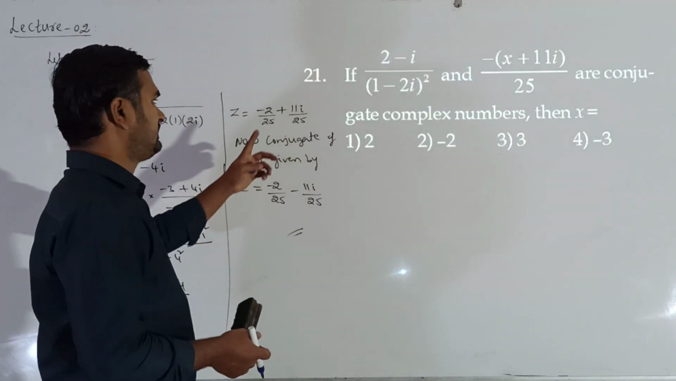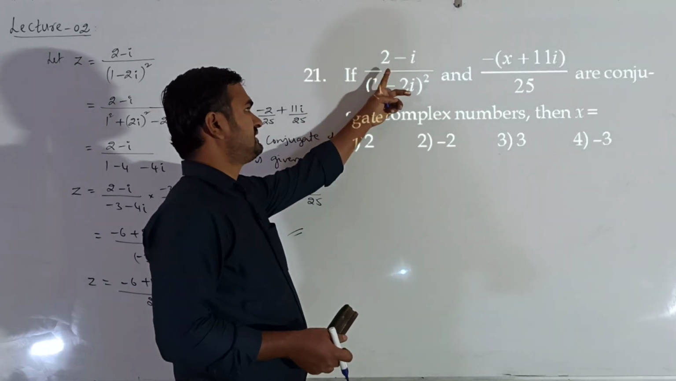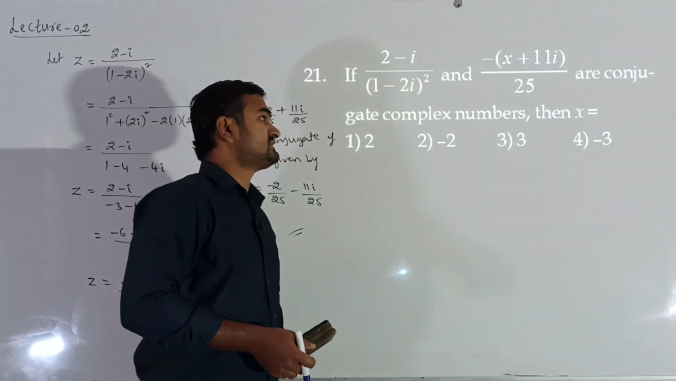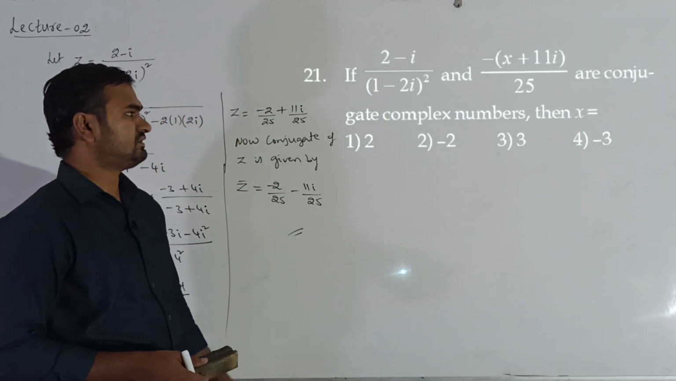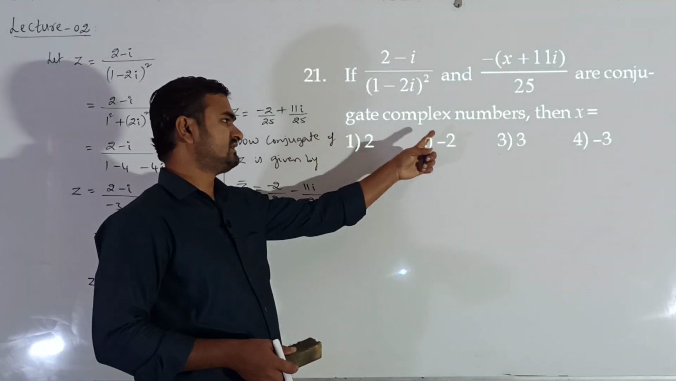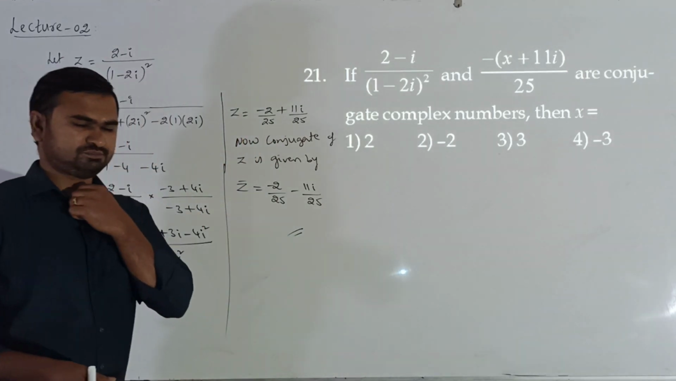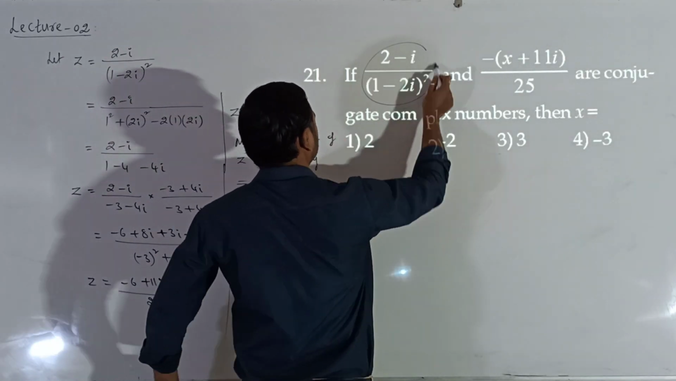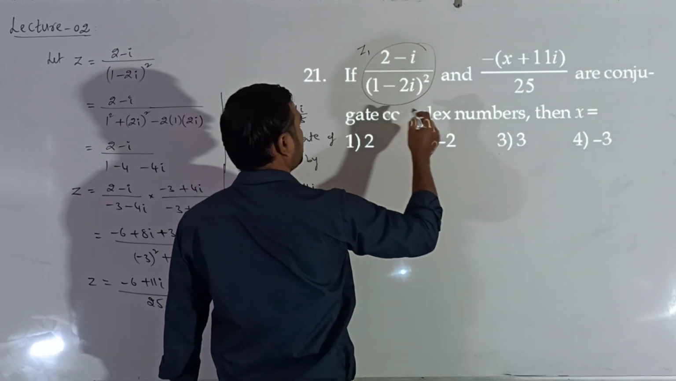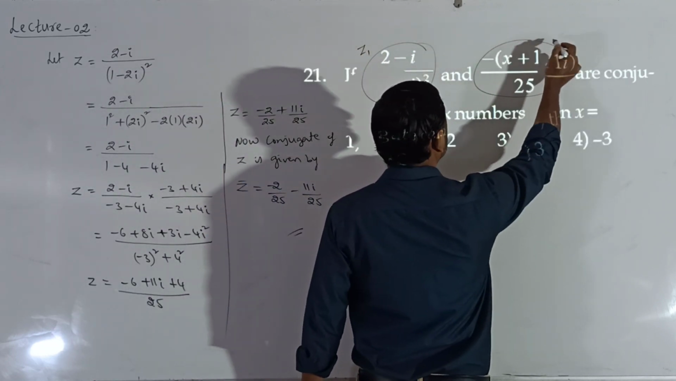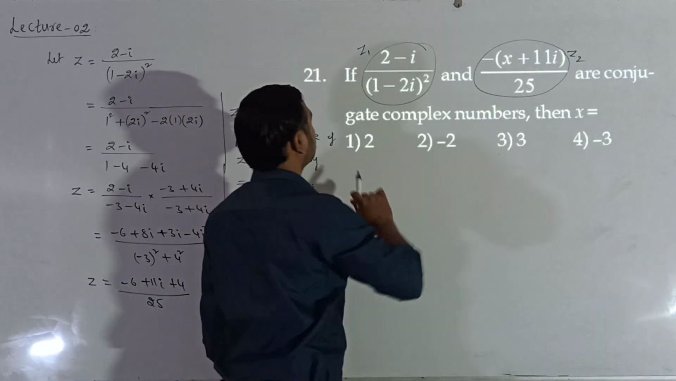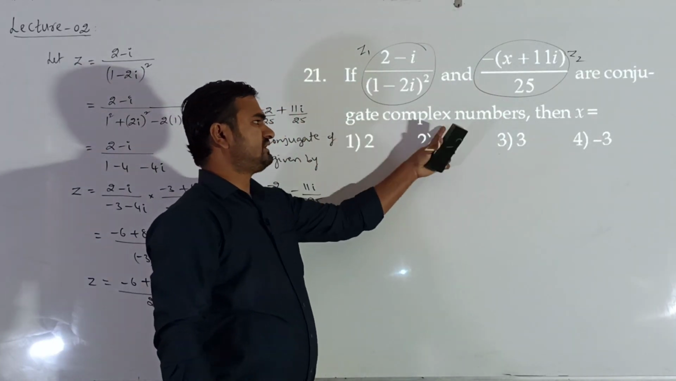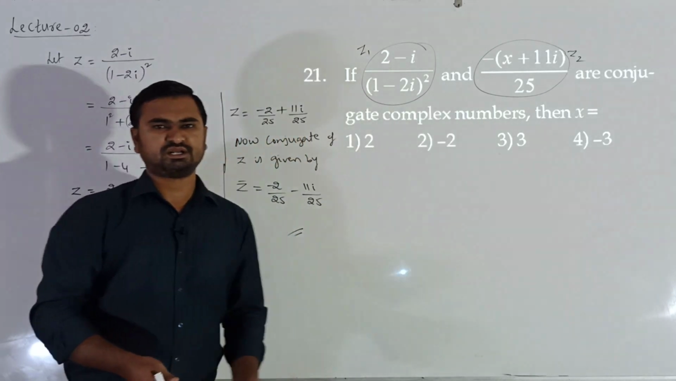See question number 21. If (2 minus i) by (1 minus 2i), whole square, and minus x minus of x plus 11i by 25 are conjugate complex numbers, then what is the x value? Okay. So suppose this is one complex number z1 and this is another complex number z2. Two complex numbers are said to be conjugate complex numbers under what condition?